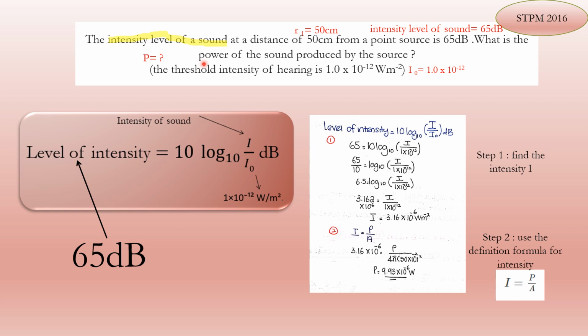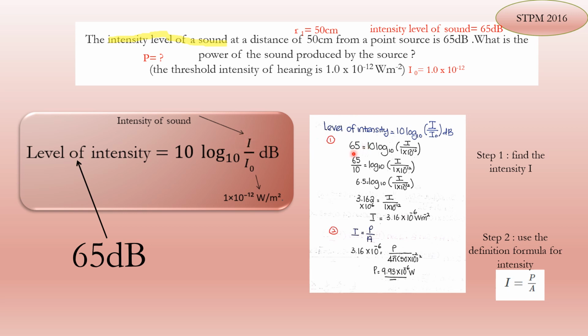They want us to find the power produced by the source. So the threshold intensity of hearing is this much, that means this one is the reference intensity. So we want to see comparison. Now go back to the formula that we studied. The level of intensity equals 10 log10 I over I0 decibel. Level of intensity is 65 decibel. Now what we must do is divide this into two parts. The first part is to find the intensity I. We need to find the intensity I first.